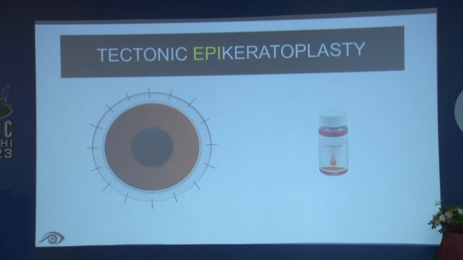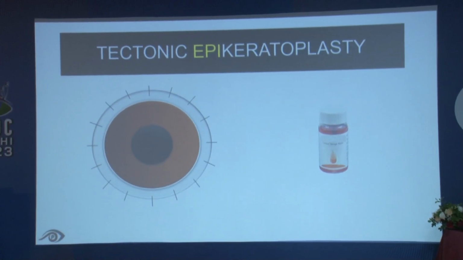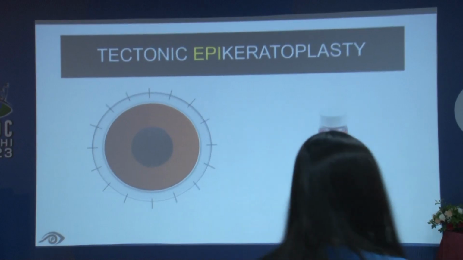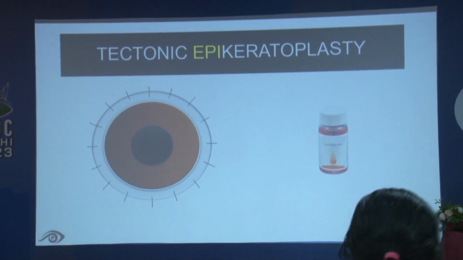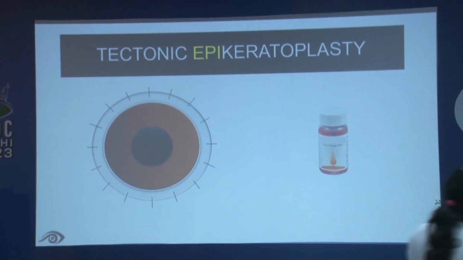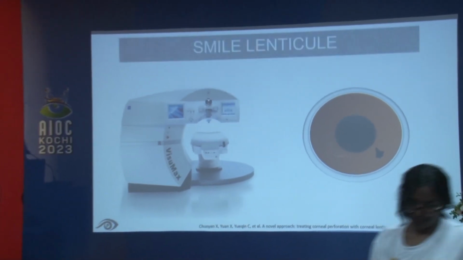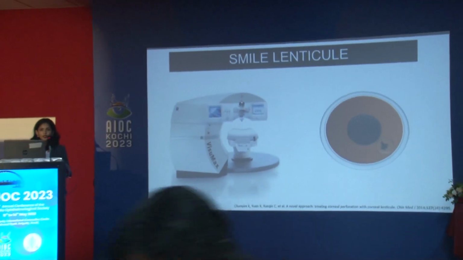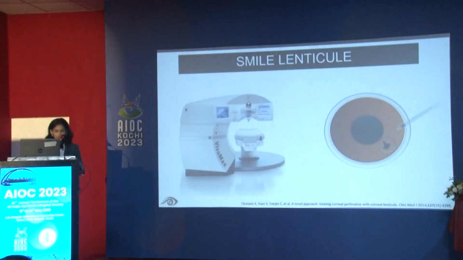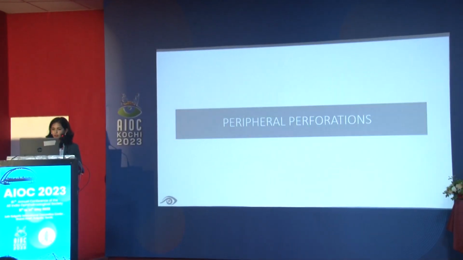And there are some cases where there will be large scleral melt. So even for the keratoplasty, the corneal size won't be enough. So you can do something called tectonic epikeratoplasty, where the corneal button itself as a whole is placed, and it provides good globe integrity. It is not going to give any visual potential to the patient. Also, SMILE lenticules have been tried to seal the perforation. Again, it depends on the size of the perforation. You can augment it with glue.